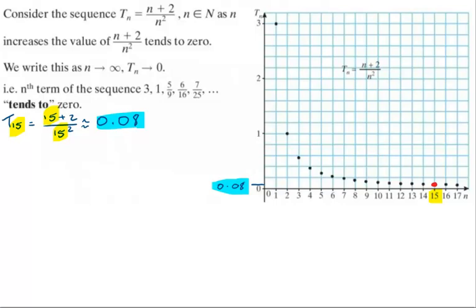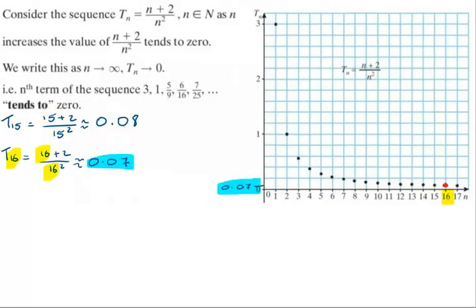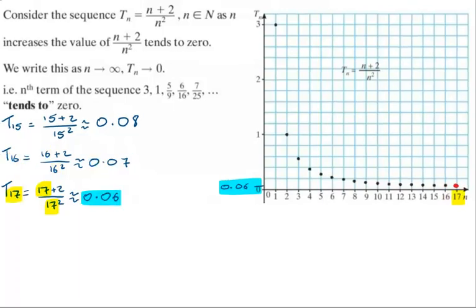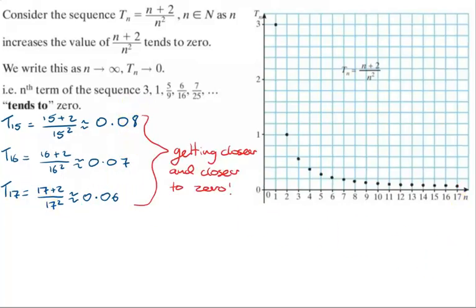0.08 for term 15 is our output. For term 16, we get 0.07. For term 17, we get 0.06. So again, we can see this number is getting closer and closer to 0. The graph is tending to 0.